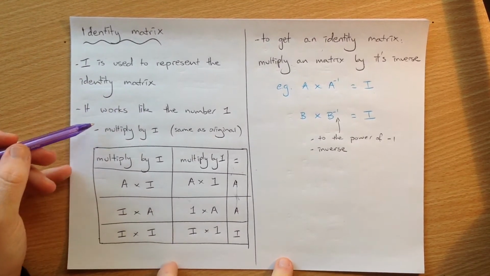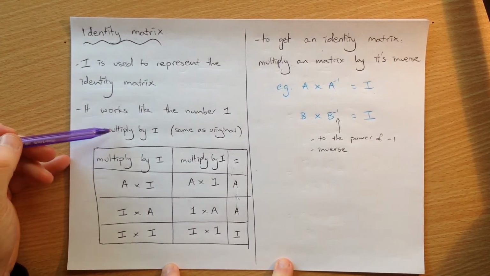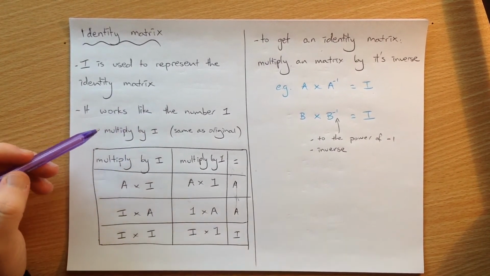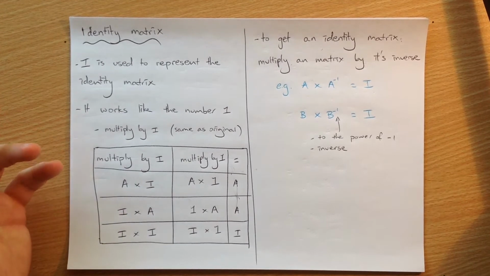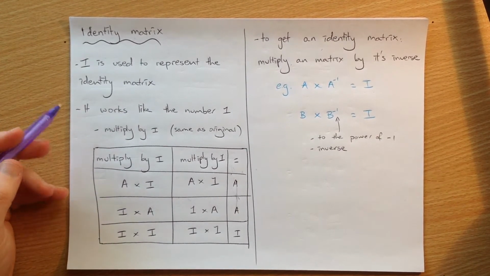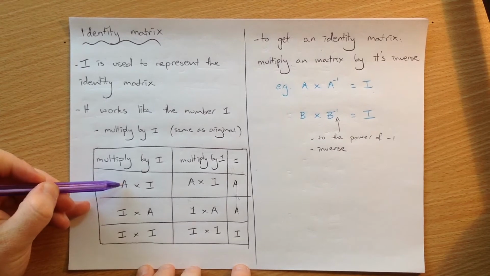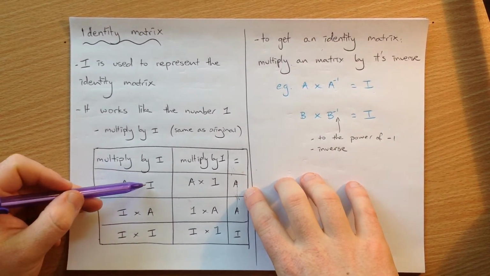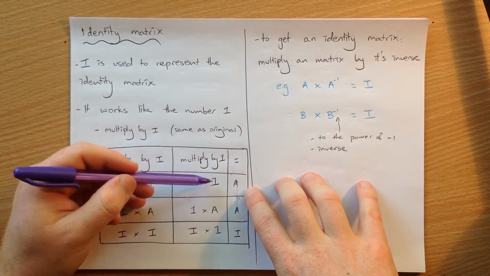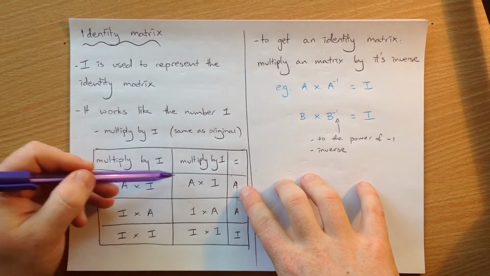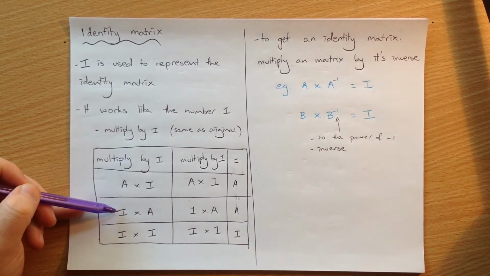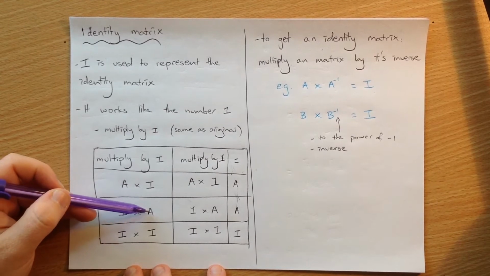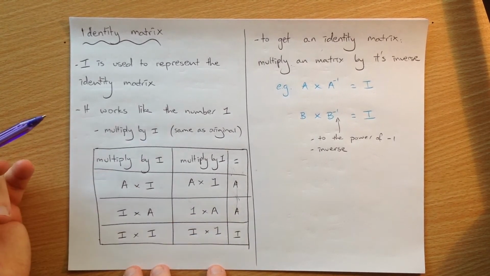It works like the number 1 when you're multiplying, at least. If you multiply by the matrix I, the identity matrix, the answer will be the same as the original, just like 10 times 1 is still 10. So here are some examples. If you have a matrix A and you multiply by I, the answer is going to be A, just the same, nothing changed. If you take the matrix A and times it by 1, then it will just be A. Or flip it around: I times A equals A. 1 times A still equals A.